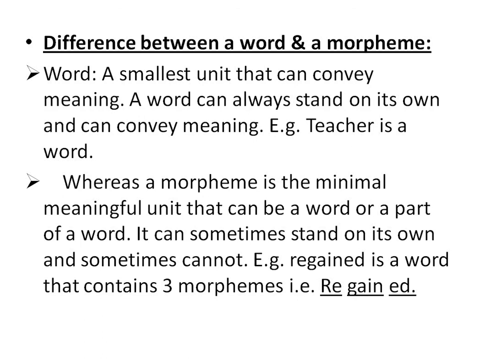So now the difference between a word and a morpheme. Many people get confused between a word and a morpheme. Many people say that if it's the root or stem that carries the basic meaning, then what is the difference between a word and a morpheme? So let's clear up this distinction. What is a word? A word is the smallest unit that can convey meaning. A word can always stand on its own and convey meaning. For example, teacher is a word.